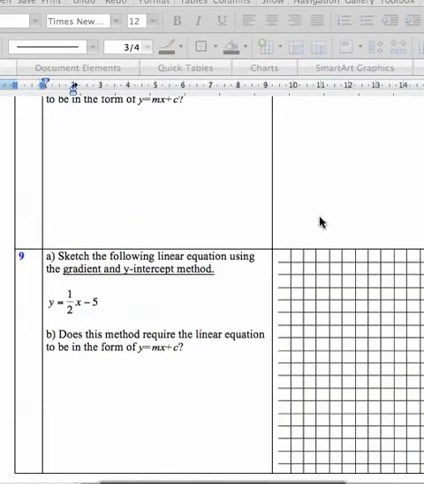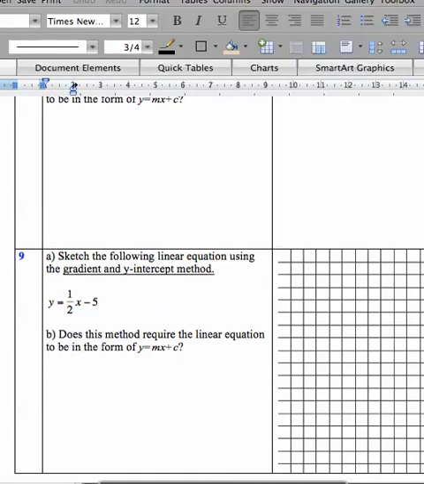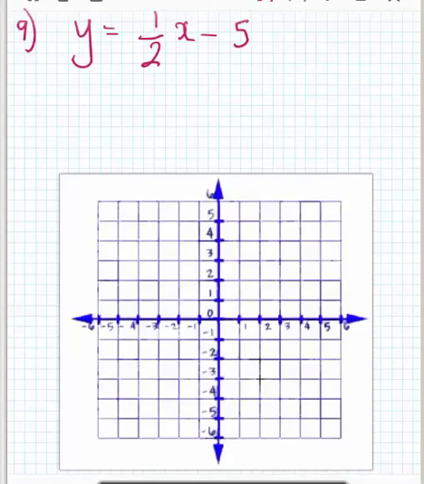The last question that I want to do is question 9. Sketch the following linear equation using the gradient and y-intercept method. So you should have watched the video on this, and it's actually a fun method, pretty straightforward once you understand what to do. And with question B, it says, does this method require the linear equation to be in this form? Yes, it does. To use this method, we have to see what the gradient is and the rise and run. So this one has a rise of 1 and a run of 2. And the y-intercept, which is our starting point, is -5. So for B, you should have answered yes.